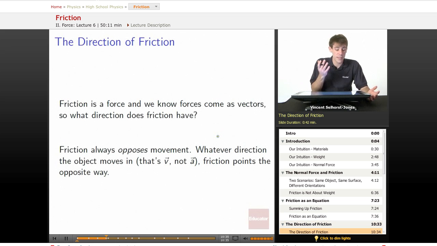All right, now one last thing, friction's a force. We know forces come as vectors, so what direction does friction come in? It's not going to go in the direction of the normal force. That's why our equation in the previous page wasn't with vectors, because it's up to us to figure out what direction friction is going to go in. Friction always opposes the movement. Whatever direction the thing's moving in, and keep in mind that's the velocity, not the acceleration. So whatever direction it's currently moving in, friction's going to point the opposite way. So friction always is fighting current motion. So whatever the velocity is, whatever that direction is, the opposite of that direction is the direction that our friction is going to move in.